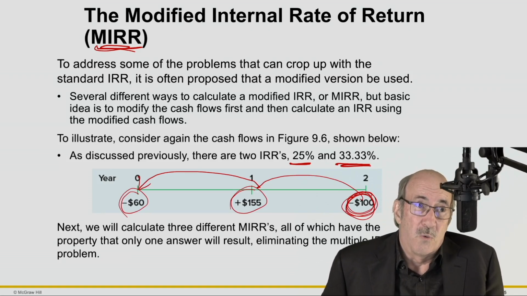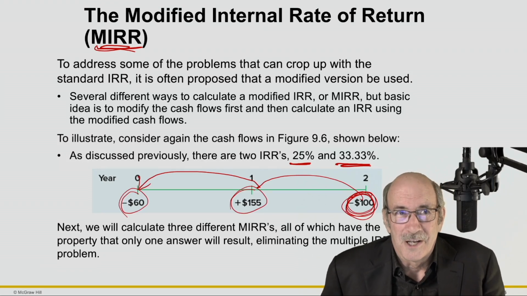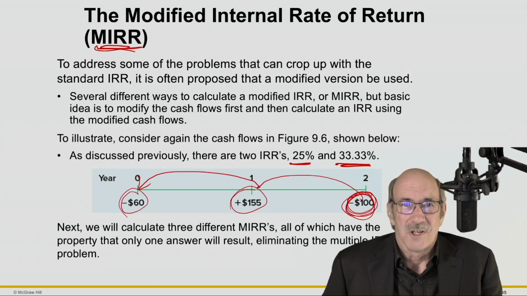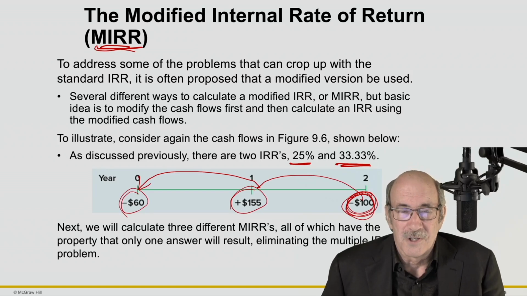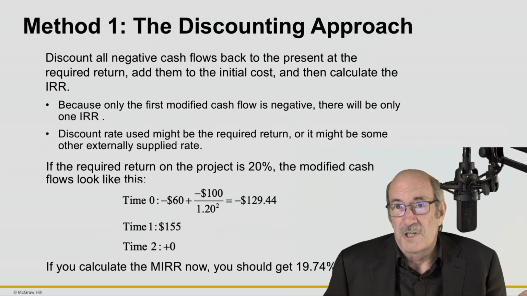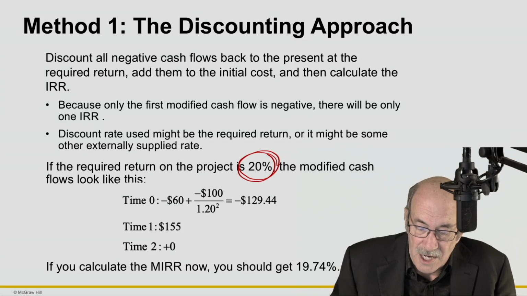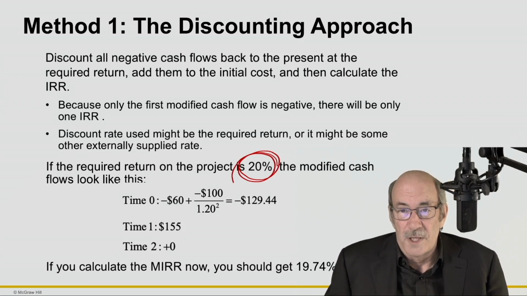You might ask, well, what rate do we use? And that's one of the problems here, right? We don't know the rate to use here. We don't know the internal rate of return. So why don't we take the required rate of return and use that? In this case, let's say that the required rate of return is 20%.